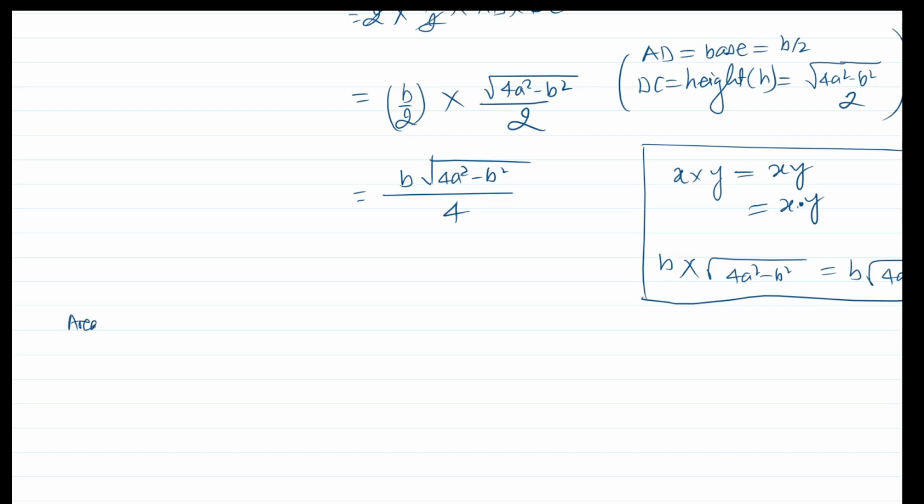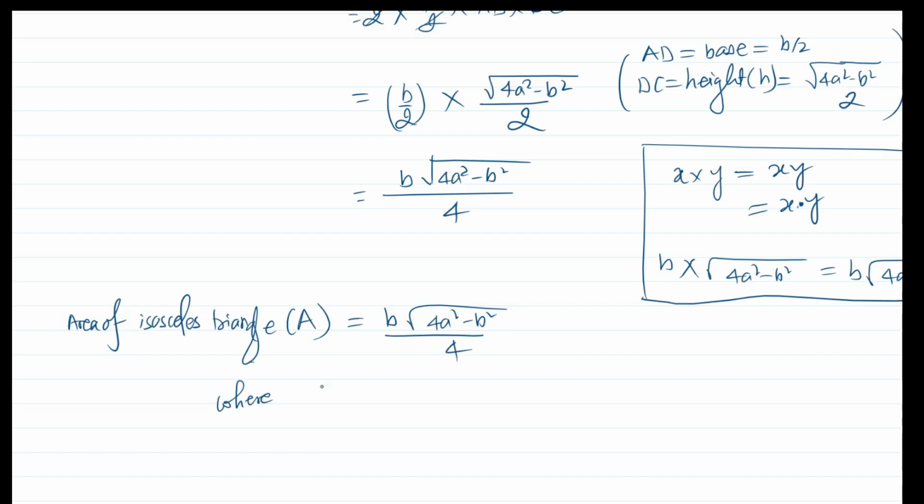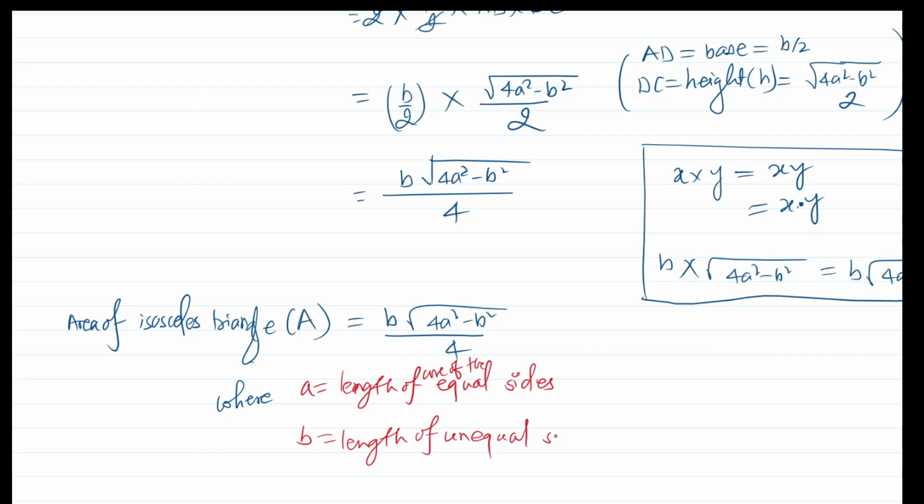So the area of an isosceles triangle, A is equal to b times under root 4a square minus b square by 4, where a is the length of one of the equal sides, and b is the length of the remaining side, or the unequal side.